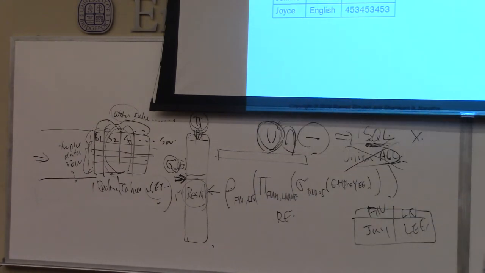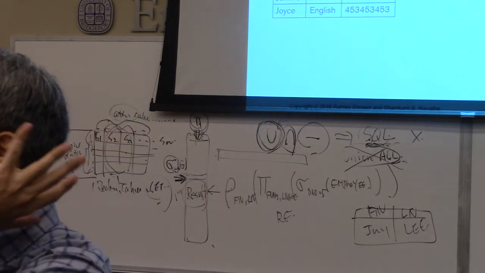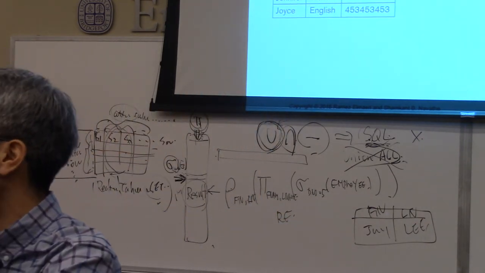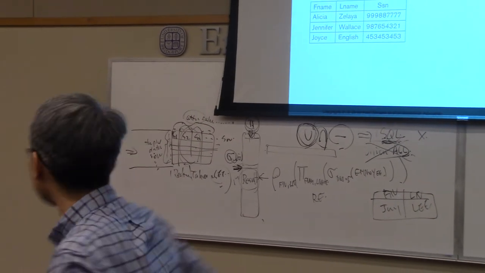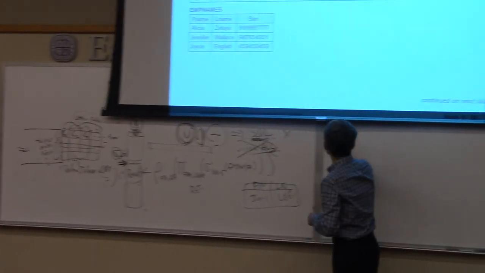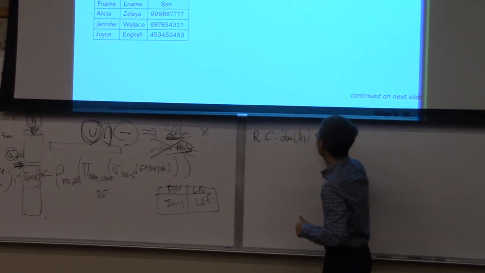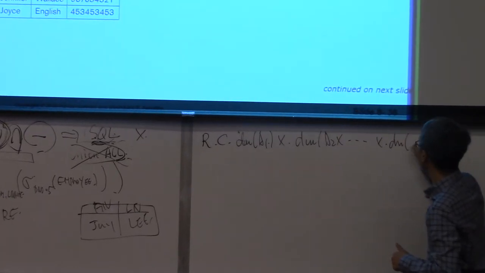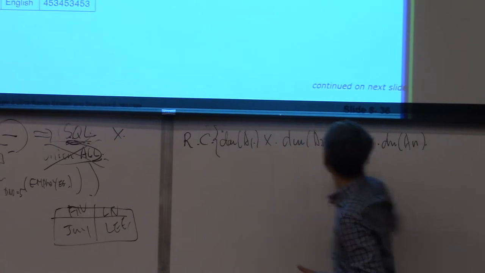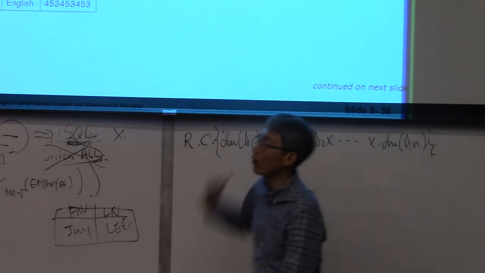Also, when we talk about the formal definition of a relation, do you remember? The formal definition of a relation is the Cartesian product of each domain. R is a subset of domain of attribute 1 Cartesian product domain of attribute 2 Cartesian product domain of attribute n. So it's the Cartesian product, or combination.